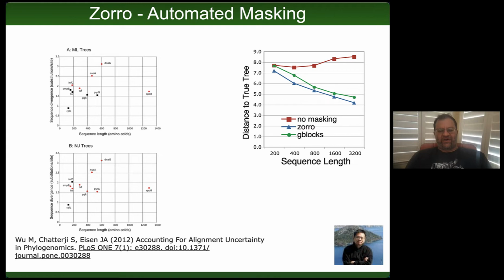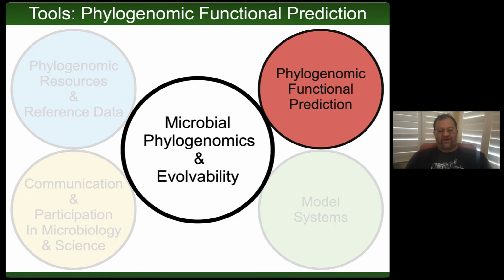This is sort of a side story, which is if you want to use lots of marker genes in a rapid way, in some cases, the alignments that you're making of them are not particularly good or have regions that are ambiguous. And Martin Wu and Saurav Chatterjee in my lab developed an automated method for estimating the regions of alignment uncertainty so that you could mask out regions from the alignment without any type of manual curation.